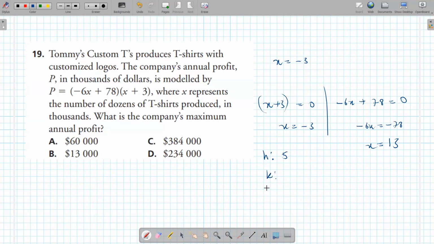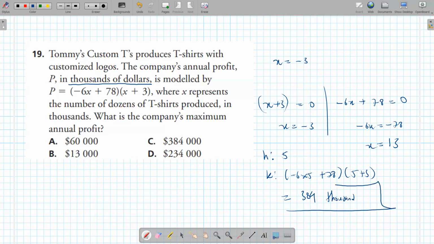How do you find k? Plug h back into the equation, right? So we get this, and then we get 5 plus 3. Let's plug that in. So -30 plus 78 times 8. I got 384. So k is 384, but this is in thousands of dollars. So 384,000. So that's the k value, which is option C. And we are done.